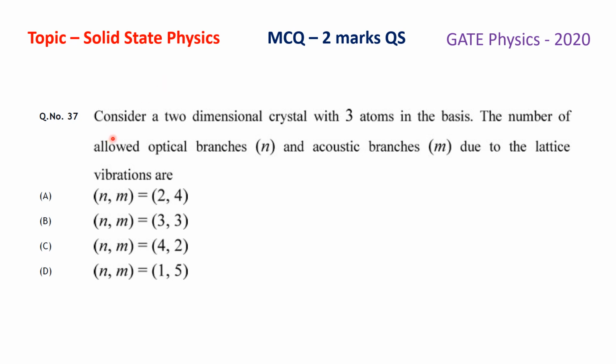The question is, consider a two-dimensional crystal with 3 atoms in the basis. The number of allowed optical branches, that is n, and the number of acoustic branches, m, due to the lattice vibrations are: there are 4 options given. Option A, n equals 2 and m equals 4. Option B, n equals 3 and m equals 3. Option C, n equals 4 and m equals 2. And the last option, option D, n equals 1 and m equals 5. So let us see how to solve this problem.